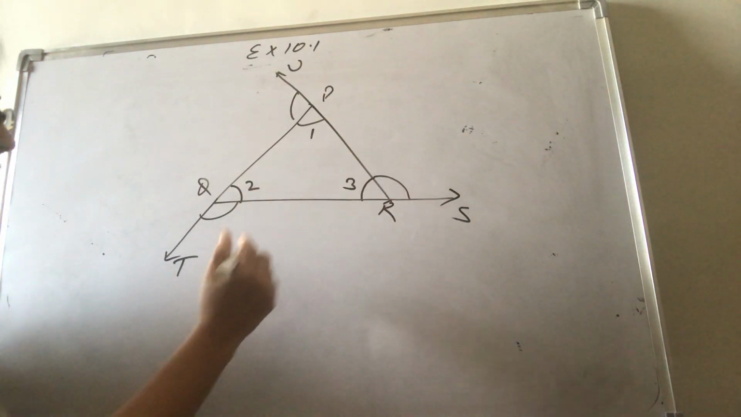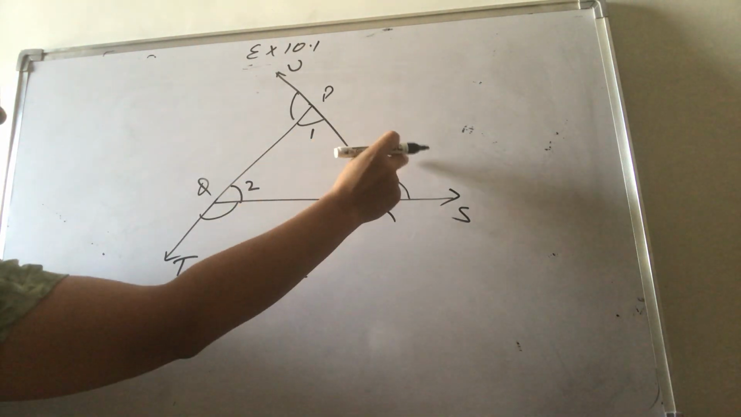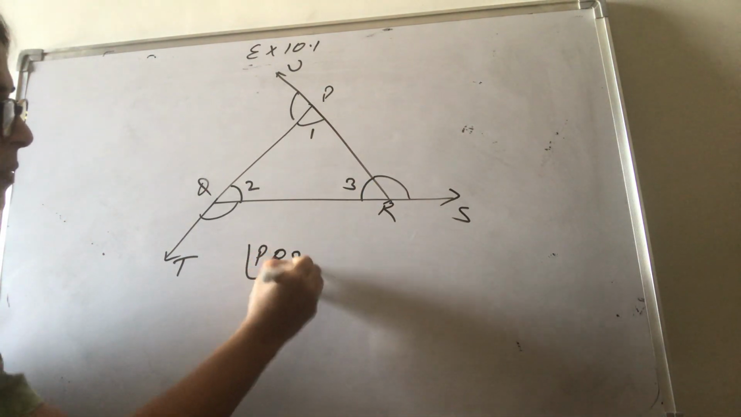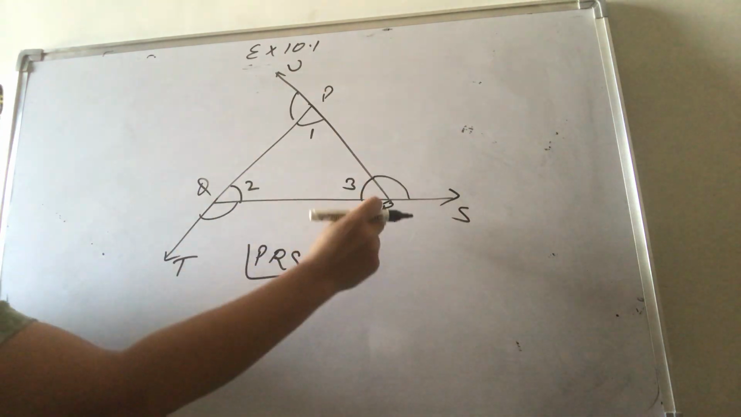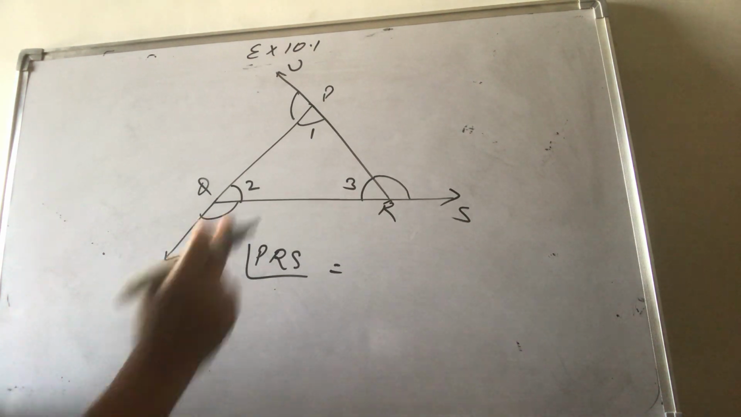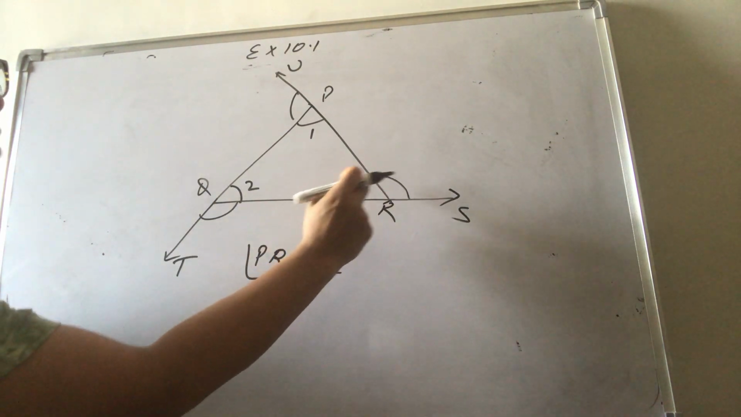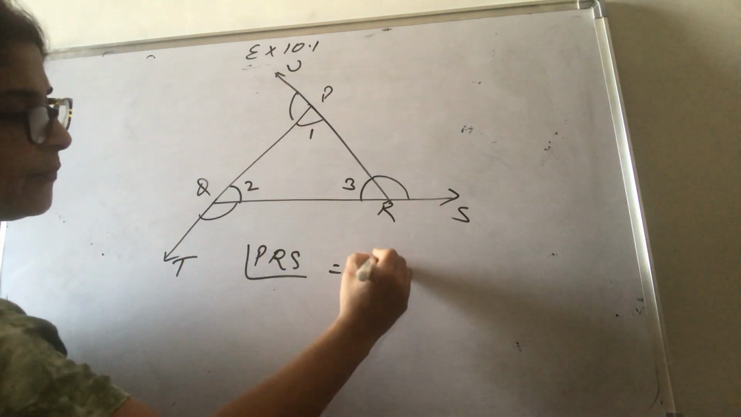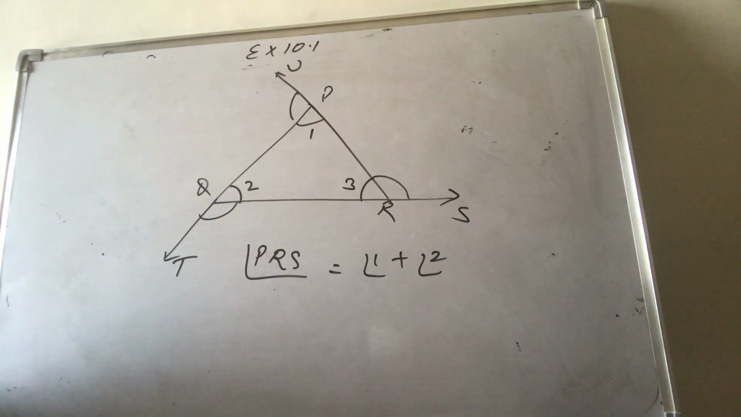Now we have to tell the exterior angle PRS, the first part. We see that PRS is an exterior angle, and the property says that the exterior angle is equal to the sum of two interior opposite angles. So we will not take 3 because 3 is adjacent to this. So we will take angle 1 and angle 2. That is 1 plus 2.